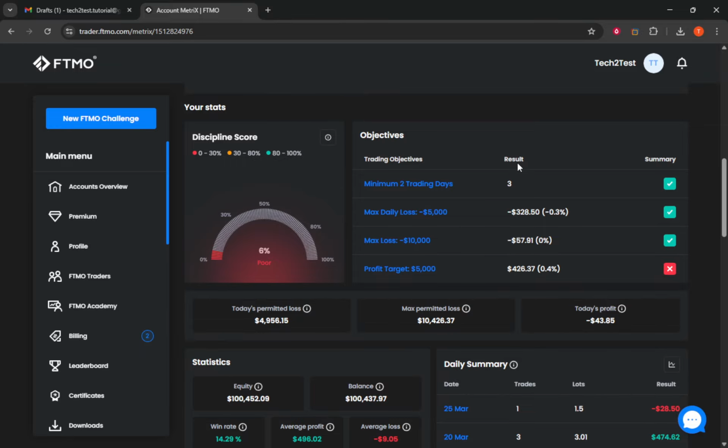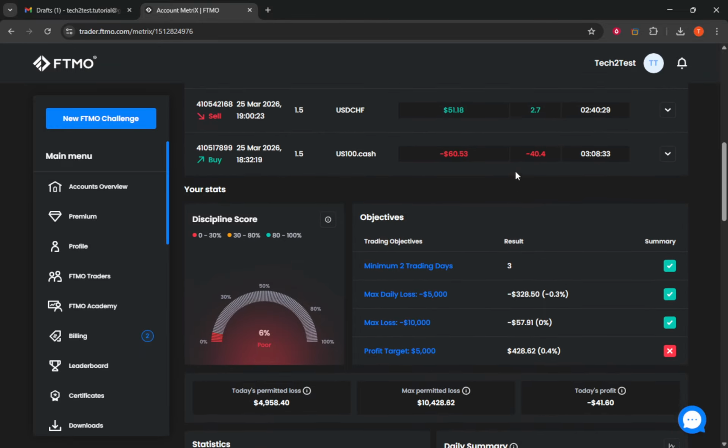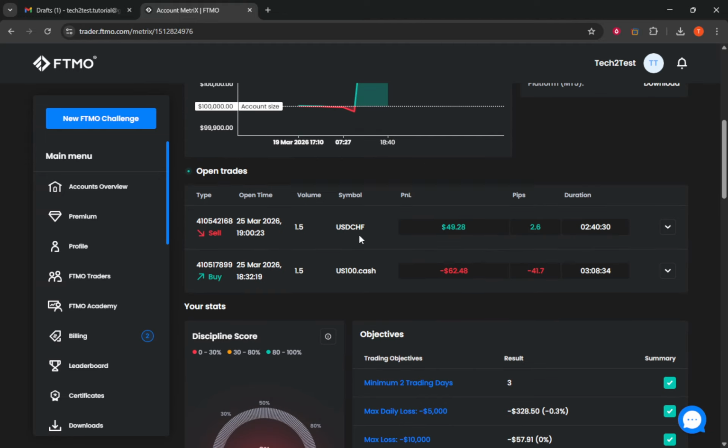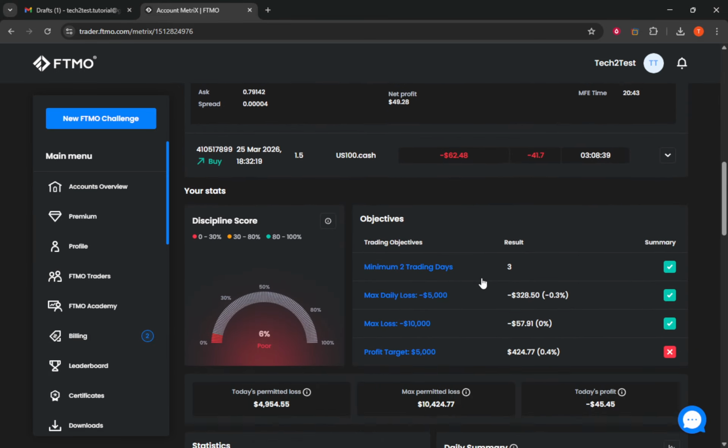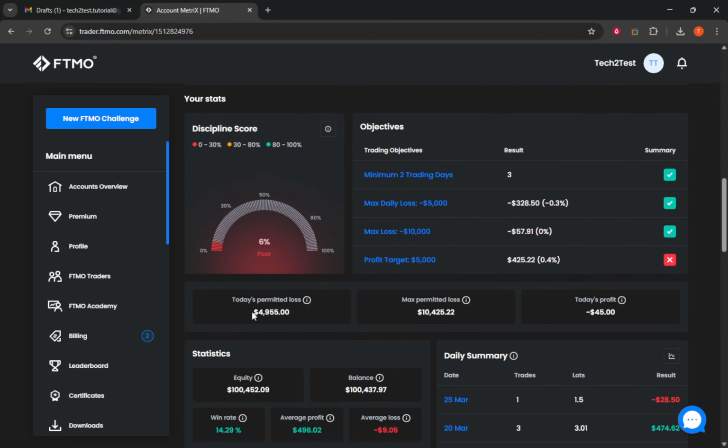The platform uses equity, not just balance, which means both closed losses and any floating drawdown count toward the limit. If you open a position and your equity is down $4,000, that $4,000 is already counted against today's limit, even if you haven't closed the trade.